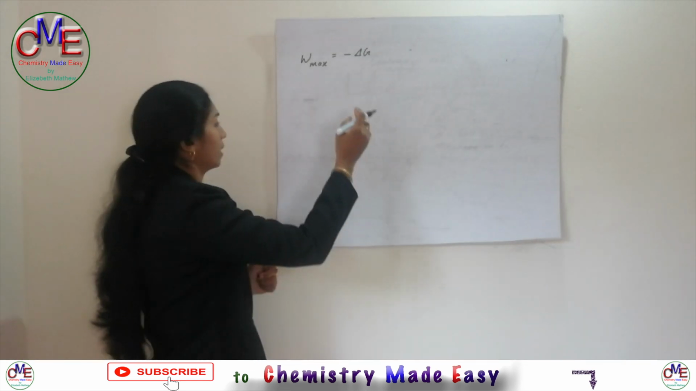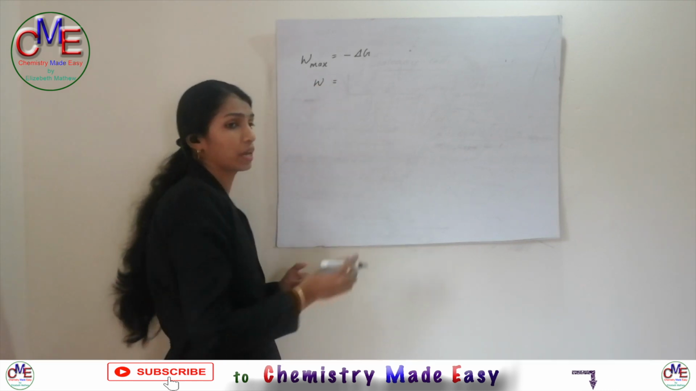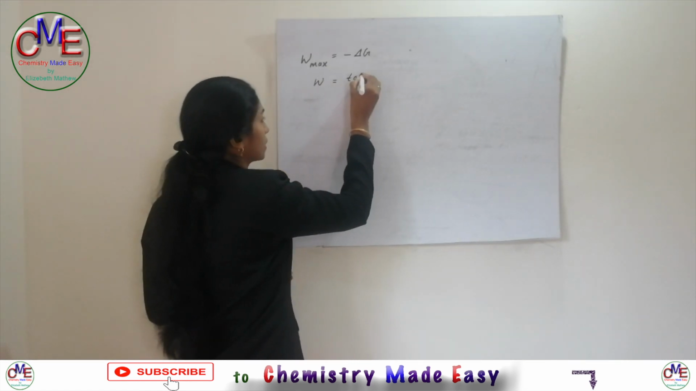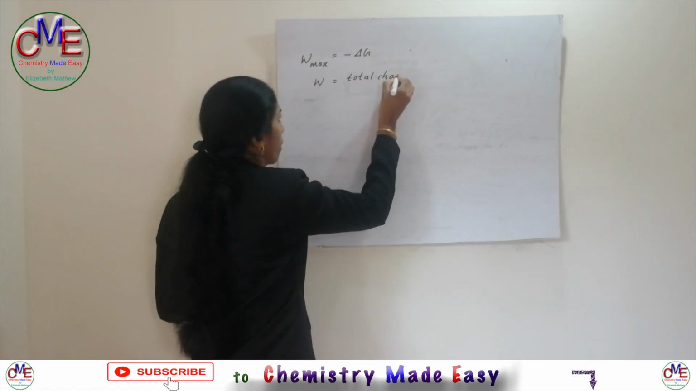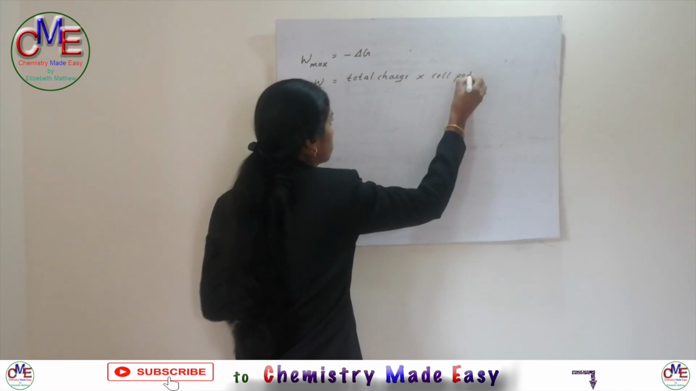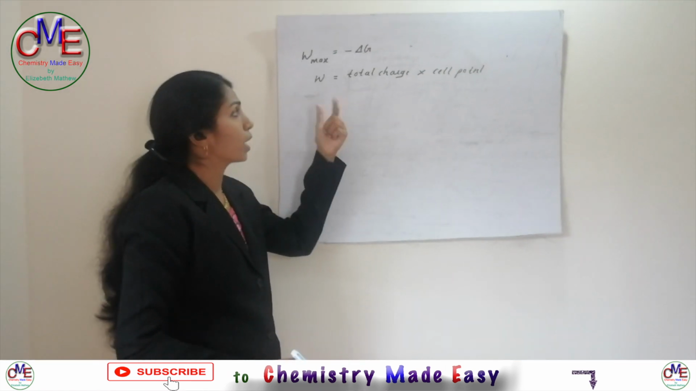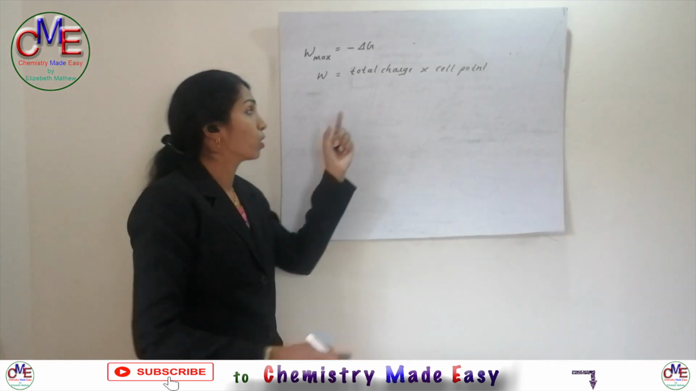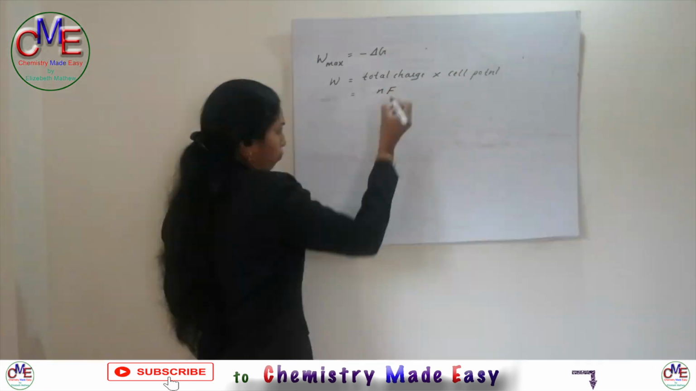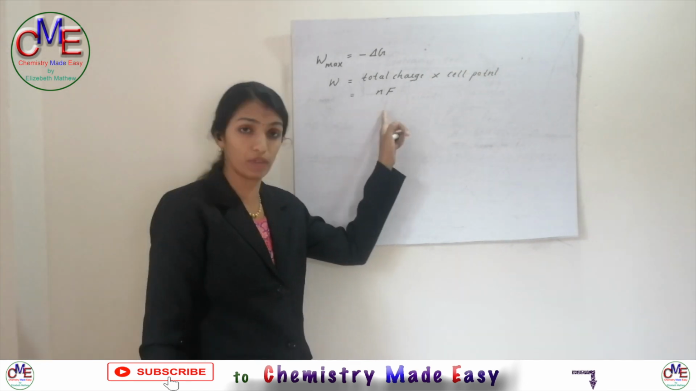Similarly, we can say that the maximum work done by an electrochemical cell can be obtained by multiplying the total charge passed by the cell potential. This is the maximum work. If Q is the total charge passed, this total charge can be represented as n into F. What is n? The number of electrons, or number of moles of electrons.